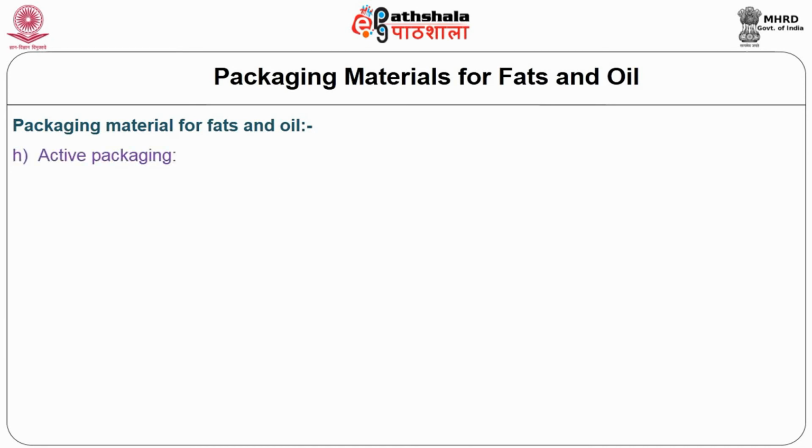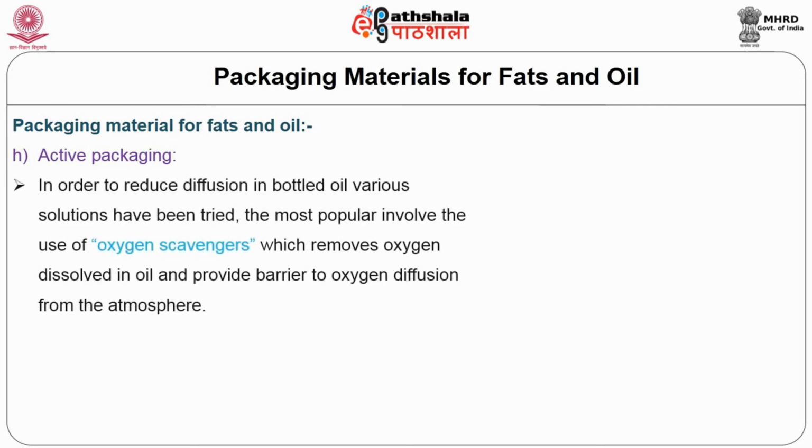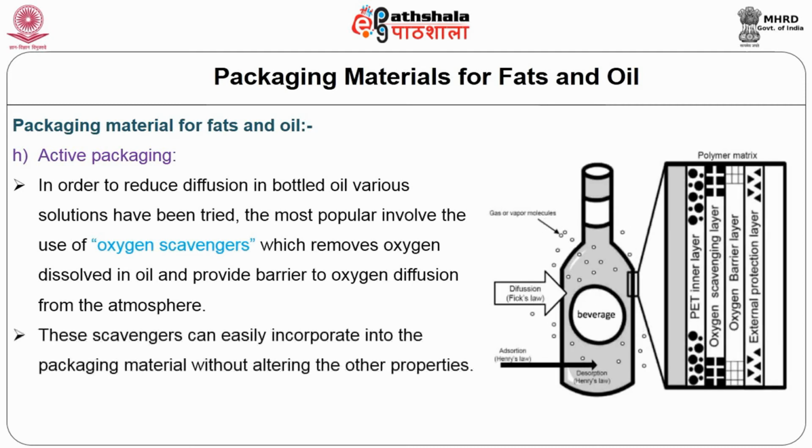Active packaging can also be used for packaging of fats and oil. In order to reduce diffusion in bottled oil, various solutions have been tried. The most popular involve the use of oxygen scavengers, which remove oxygen dissolved in oil and provide a barrier to oxygen diffusion from the atmosphere. These scavengers can easily be incorporated into the packaging material without altering the other properties.